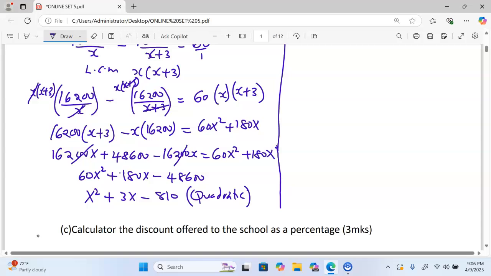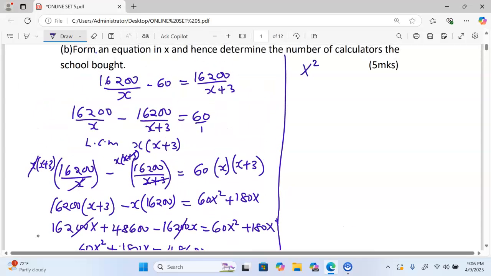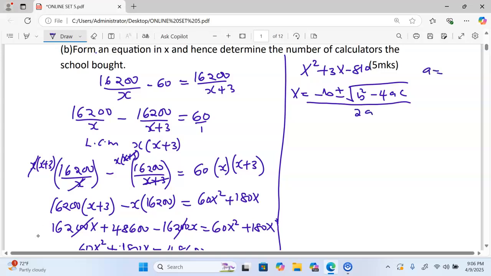So if I can bring our equation here, we are going to have x squared plus 3x minus 810. We are going to solve for x, and x using quadratic formula method is going to be equal to minus b plus or minus square root of b squared minus 4ac divided by 2a. We must get our a correct. A is the coefficient of x squared, which is 1. B is the coefficient of the linear term, which is x, and this is 3. And of course, now c becomes negative 810.